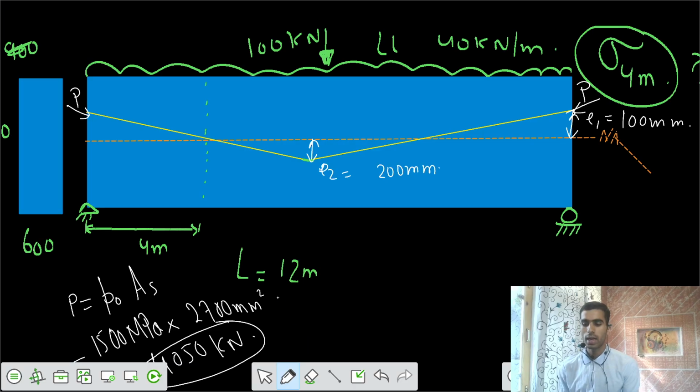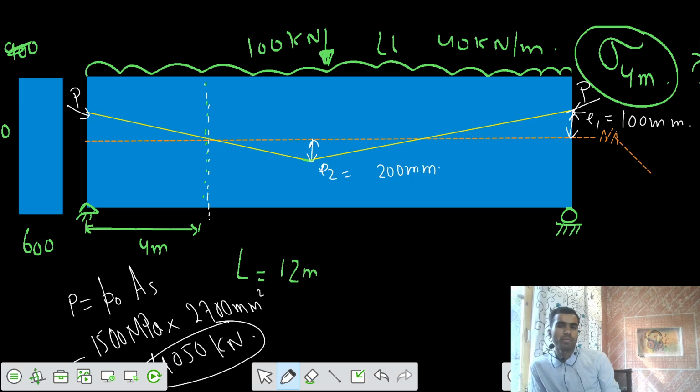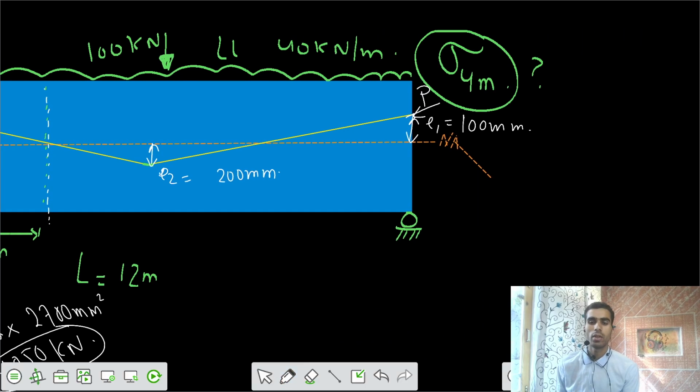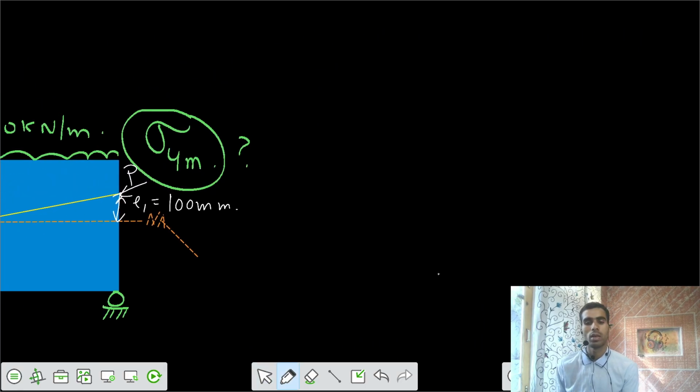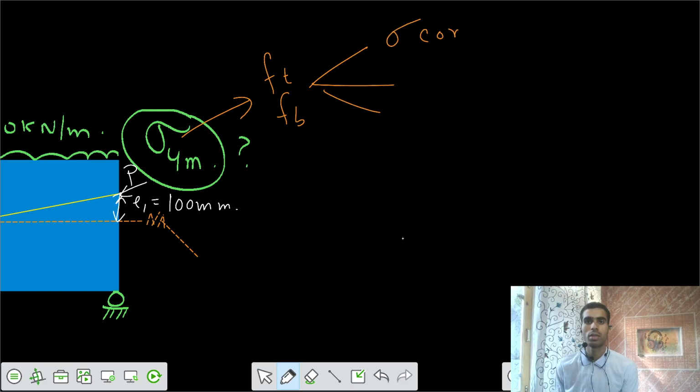Now we need to say what the stresses are at this location, at 4 meters from the end side. Basically we have to solve it by all three methods. So you need to calculate stresses at the top and bottom on that 4 meter section, F top, F bottom, using all three methods. One is the stress concept, second is the load balancing concept, third is the strength concept.